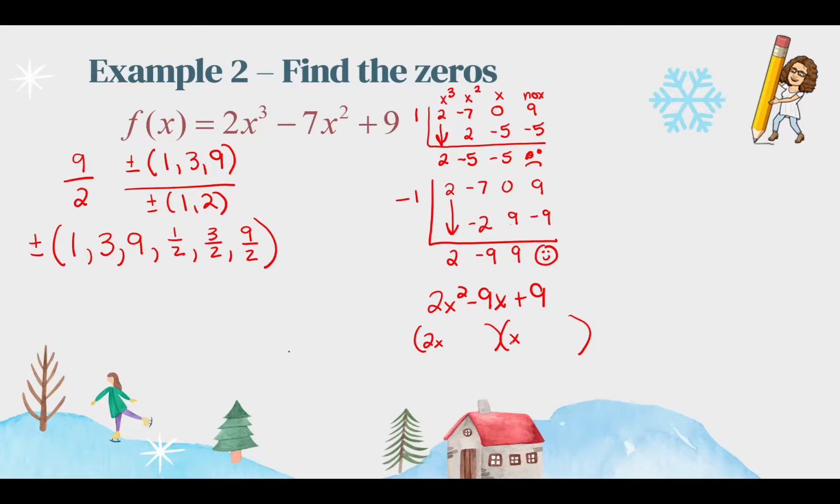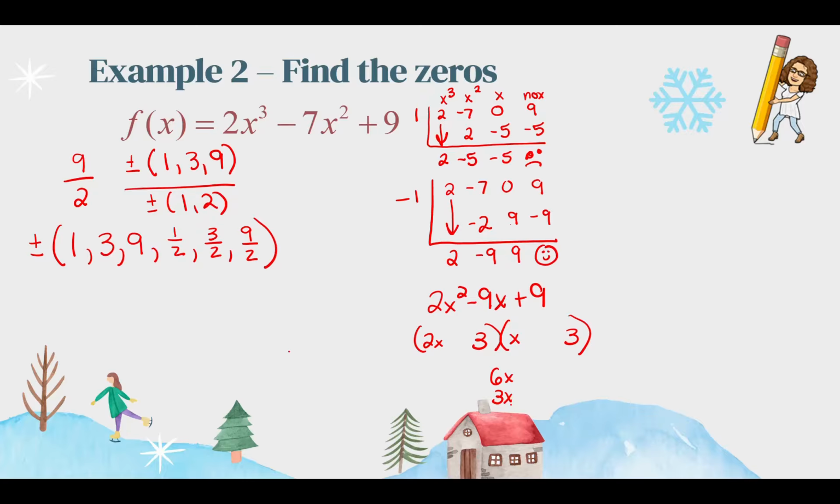2x and x. Ways to make 9. 9 and 1, but that's really kind of disgusting if that multiplies by the 2. Let's try a 3 and a 3. So 2x and 3 makes 6x. 3 and x makes 3x.